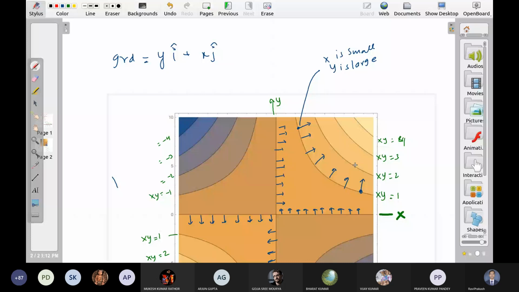Now what actually is this angle? These curves of constant function, at this curve the function remains constant, and this is the direction of gradient. What is this angle? So in order to find this angle, let us find some more properties of gradient.